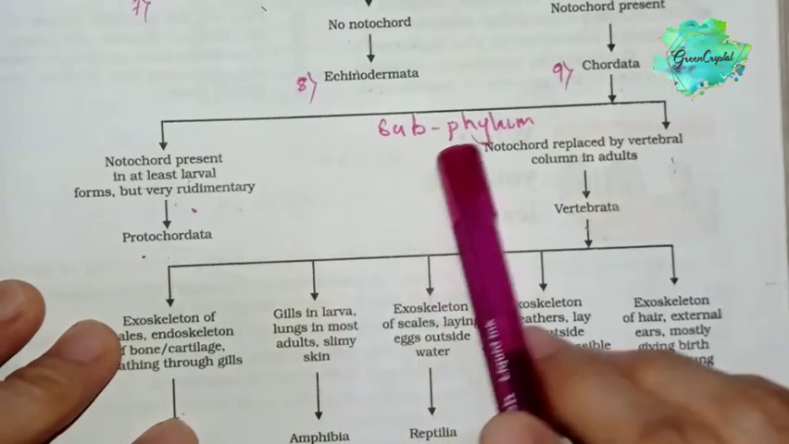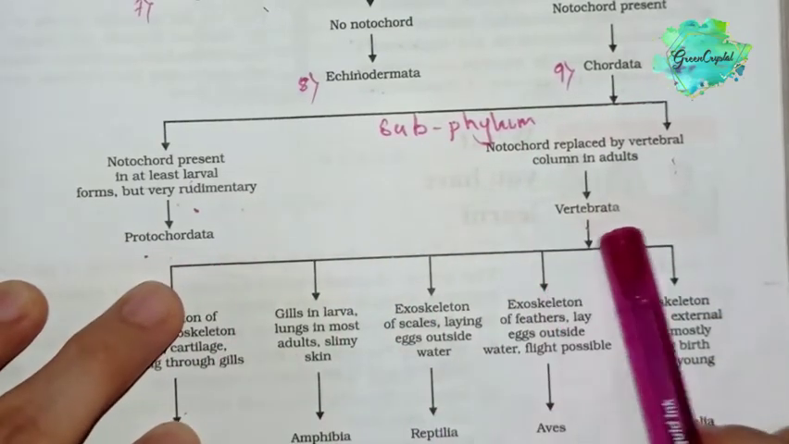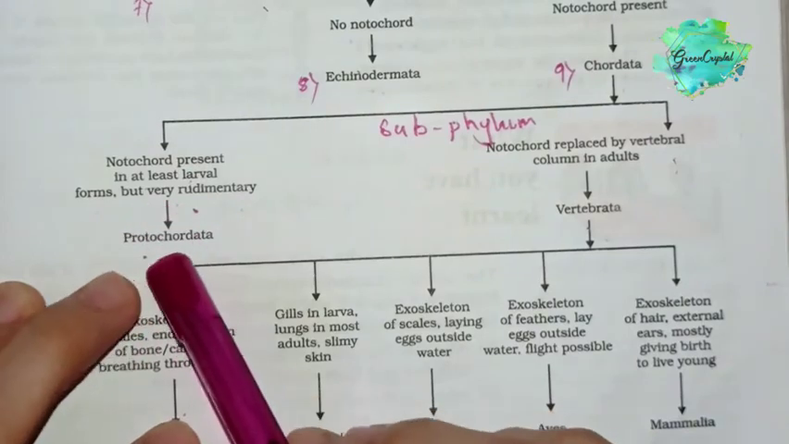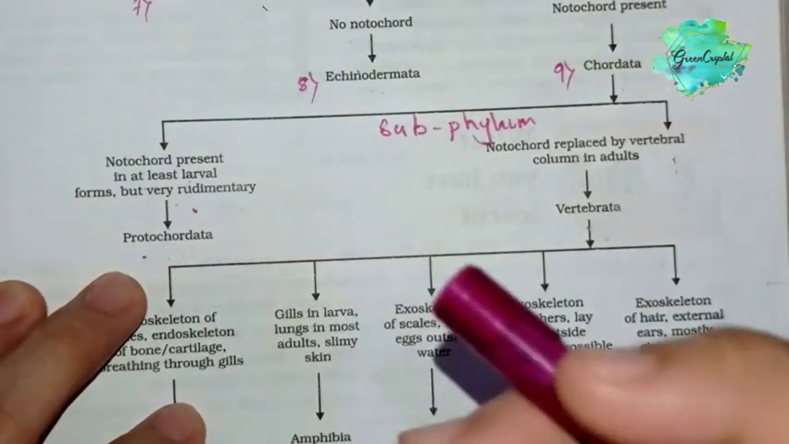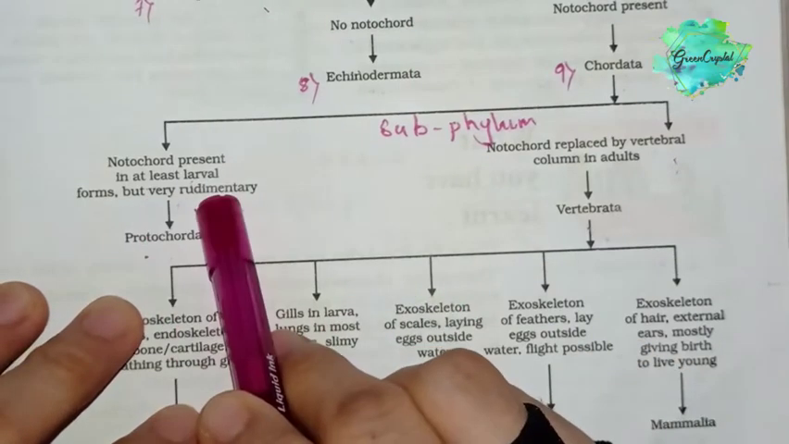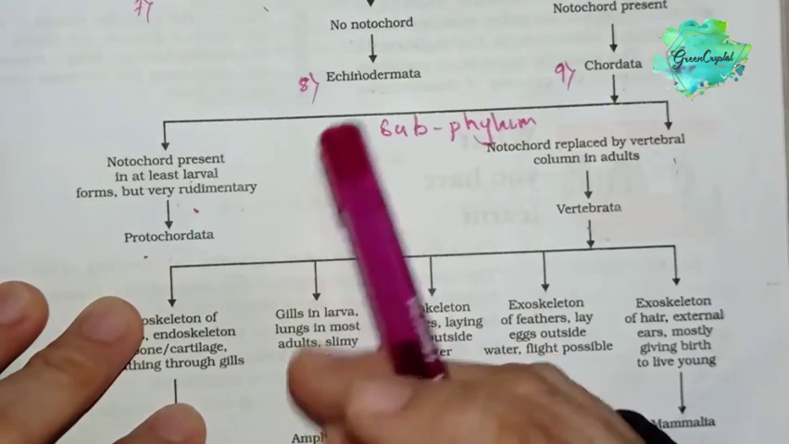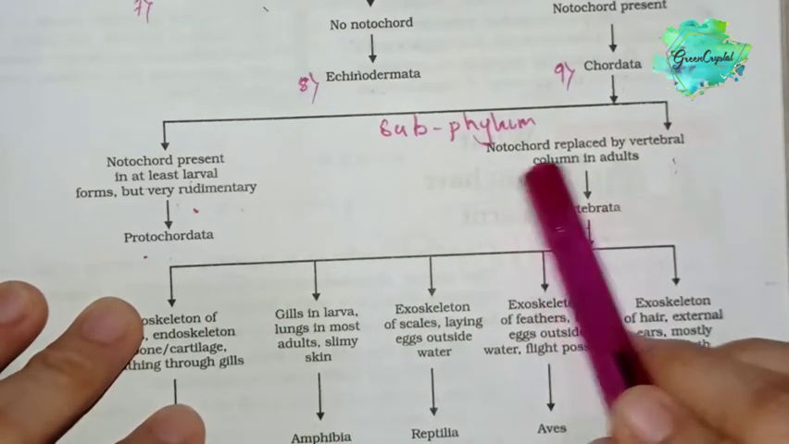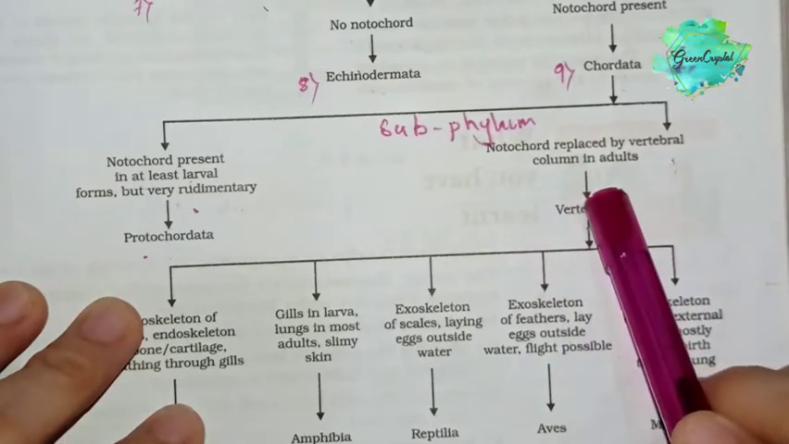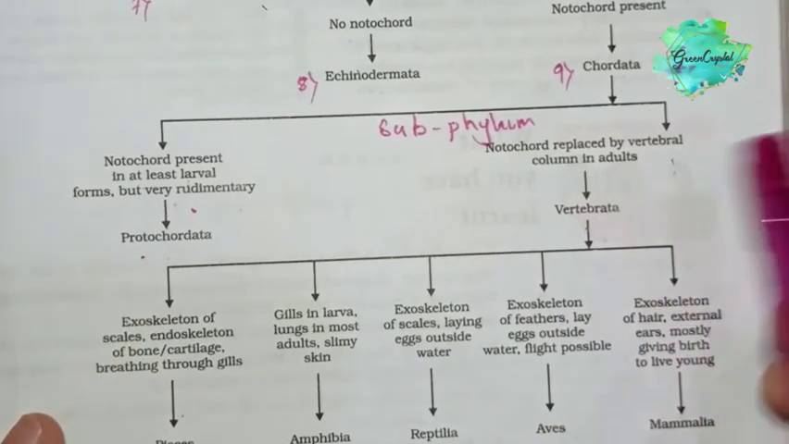These subphyla of the phylum Chordata are Protochordata and Vertebrata. We know that in Protochordata the notochord will be present at some stage of the lifetime, and it is very rudimentary, meaning very primitive. In the Vertebrata, the notochord will be replaced by the vertebral column in adults.